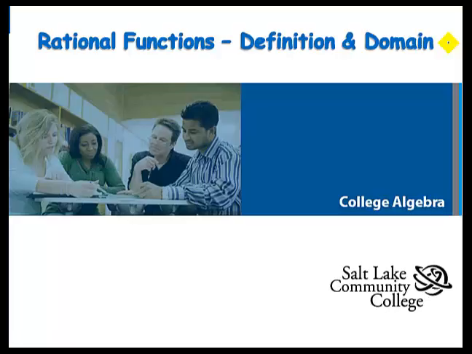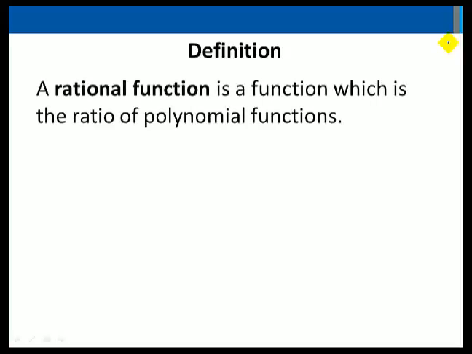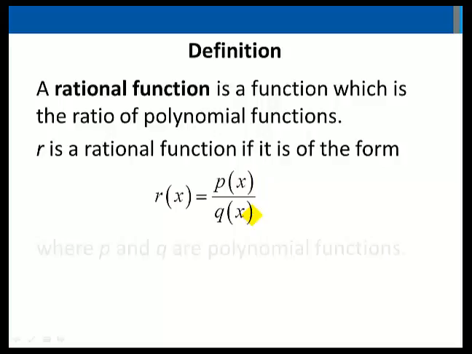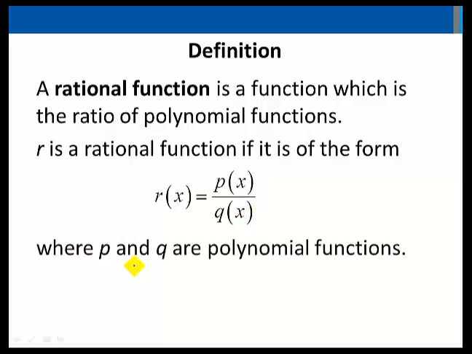In this lesson, we will look at rational functions and their domains. Definition: a rational function is a function which is the ratio of polynomial functions. r is a rational function if it is of the form r of x equals p of x over q of x, where p and q are polynomial functions.